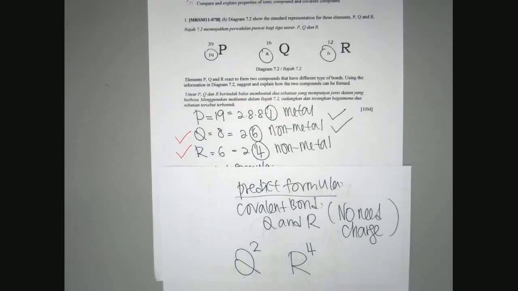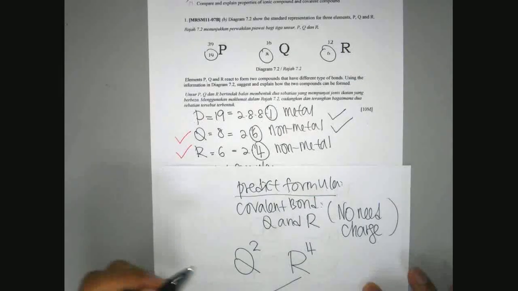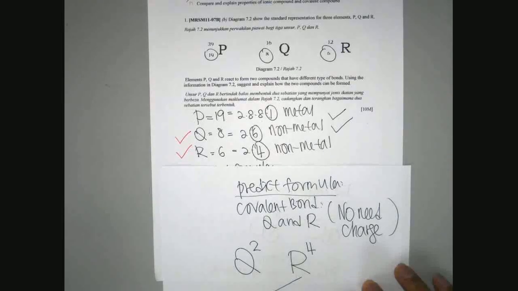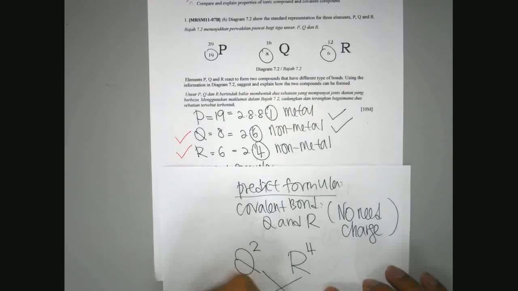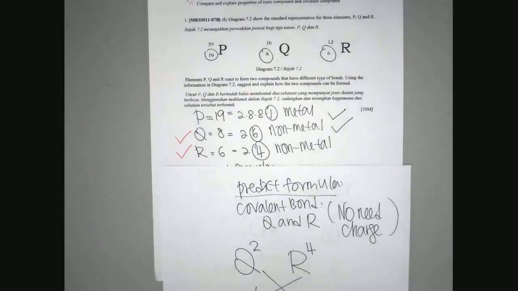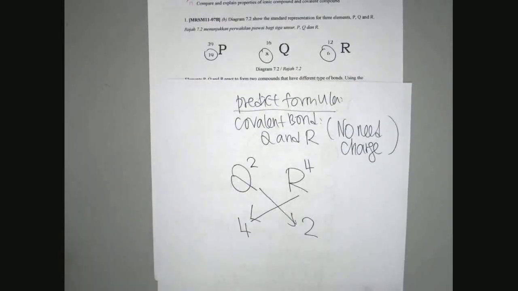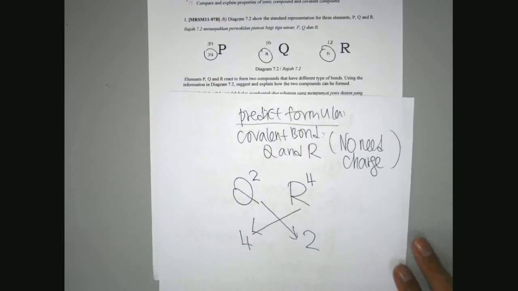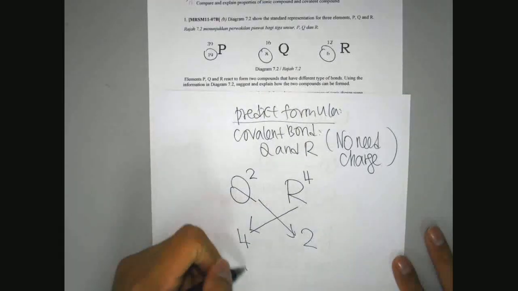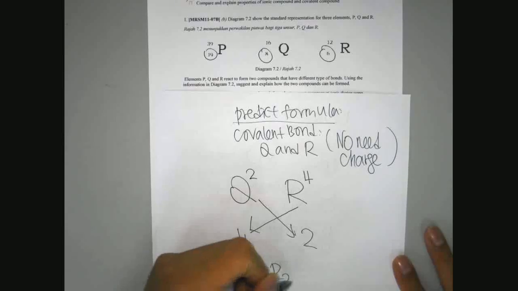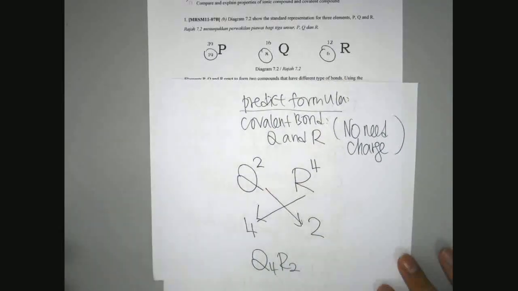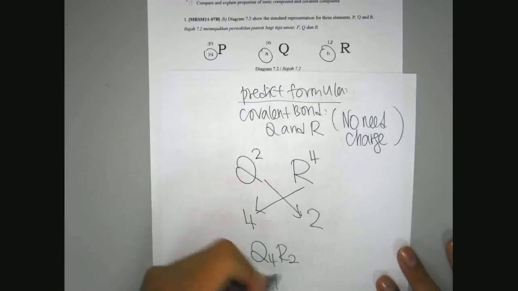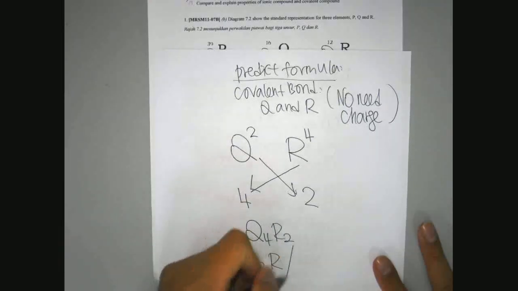So now, if you want to work on this question, we just need to exchange: the 4 comes here, and then the 2 comes here. Alright? 4 goes here, and then we can do the simplification. We have Q4R2. If we simplify, we can divide 2 on both sides, we get Q2R. You can write Q2R or you can write RQ2.